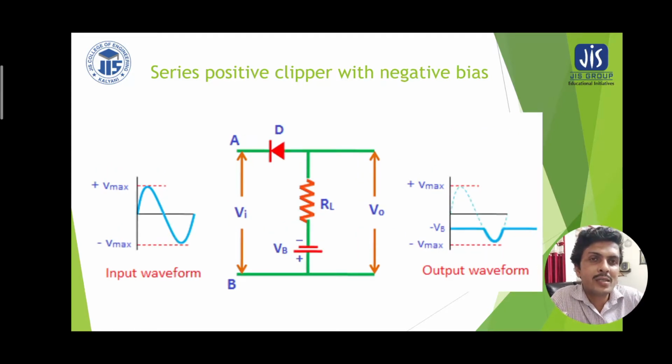So here it is the series positive clipper with negative bias. In this series positive clipper with negative bias, if we observe carefully, what is happening here? The bias is called negative. That means the battery voltage has its bottom side positive and its top side negative. So that is why it is negative bias. And why is it a series positive clipper? Because it is clipping out the positive side of the signal.